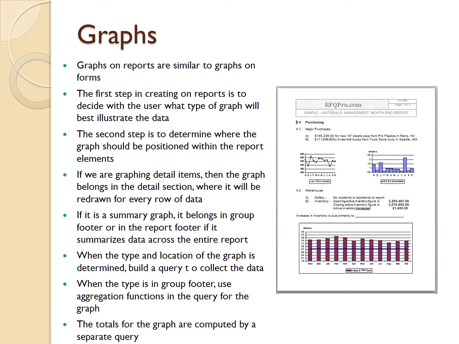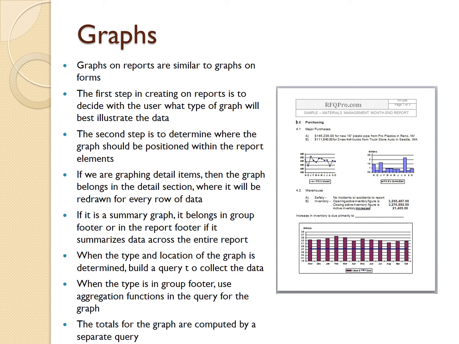Next, the last type is graph or chart. Graphs on reports are similar to graphs on forms. The first step in creating a graph on a report is to decide with the user what type of graph will best illustrate the data. The second step is to determine where the graph should be positioned within the report elements. If you are graphing detail items, then the graph belongs in the detail section where it will be redrawn for every row of data. If it is a summary graph, it belongs in the group footer, or in the report footer if it is summarized data across the entire report.